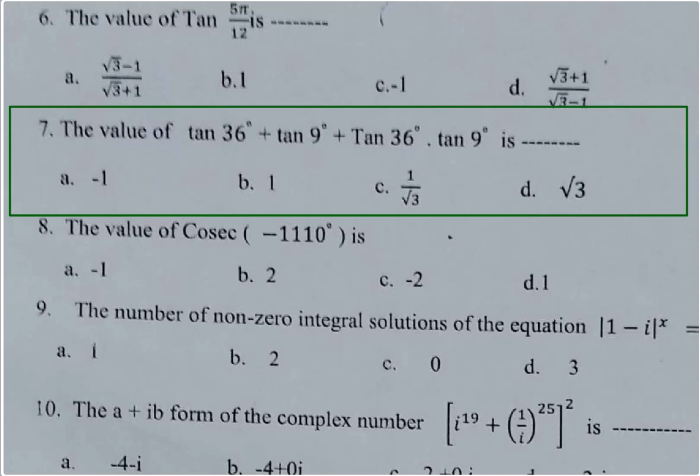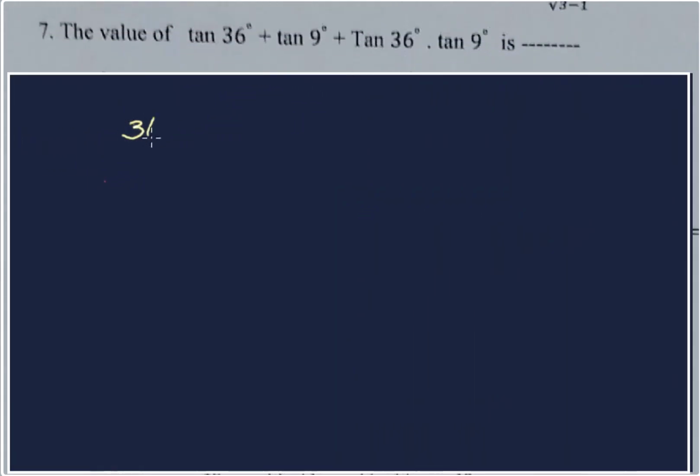Next, we need to find the value of tan 36 degree plus tan 9 degree plus tan 36 degree into tan 9 degree. The angles given are 36 and 9 degrees, and it sums up to 45 degrees. If we take tan function of this sum, it is tan of 36 plus 9, which is equal to tan 45, that is equal to 1.